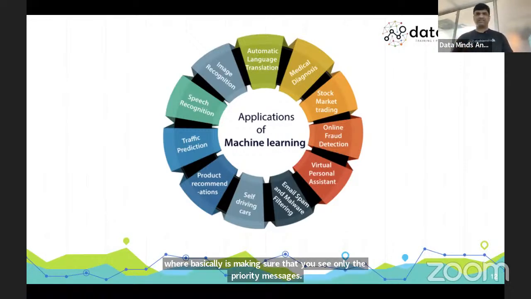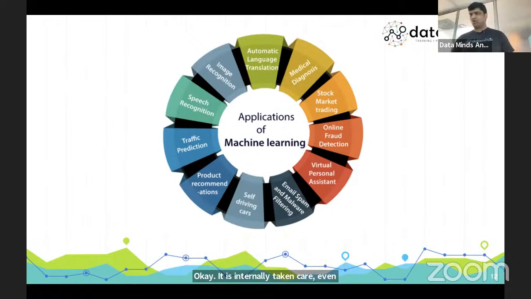Even smartphones these days, with financial records or OTPs coming, mobile applications are pretty much not showing them in front of you as a priority inbox. Just keep it in mind: speech recognition, or even Alexa, Siri, and all of it, are nothing but the power of machine learning, guys.